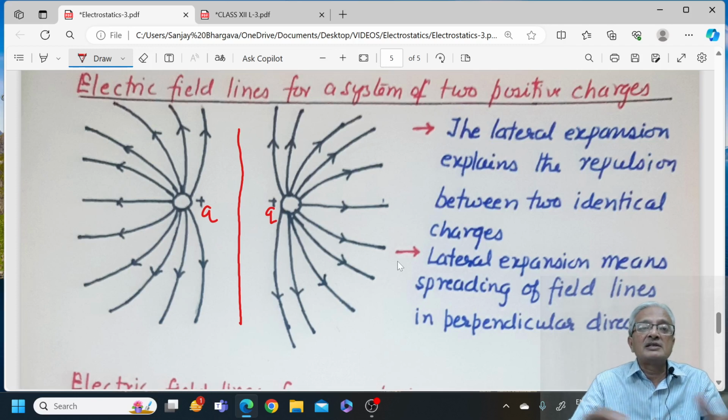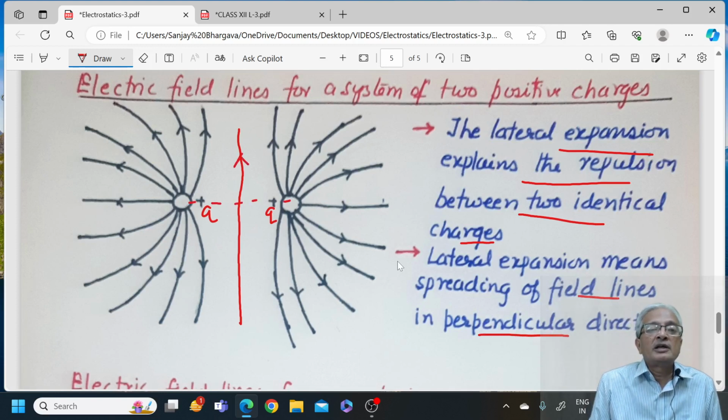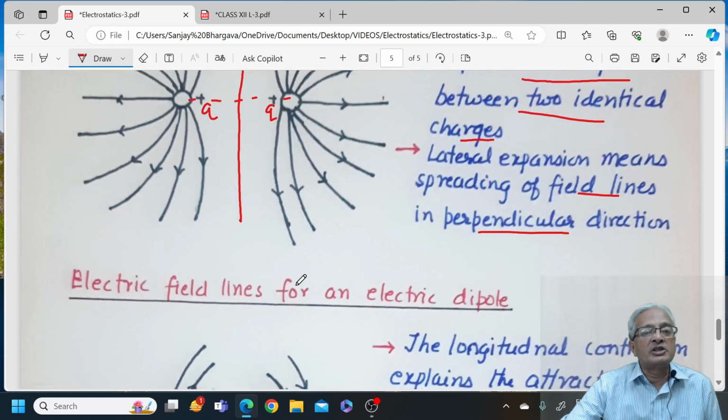This spreading of field lines in the perpendicular direction is called lateral expansion. And this lateral expansion is used to explain the repulsion between two identical charges. What is lateral expansion? It is nothing but a spreading of the field lines in the perpendicular direction. This is the axial direction and perpendicular to it is this one. So in the perpendicular direction, the field lines are supposed to spread, and that is what represents lateral expansion, explaining repulsion between two identical charges.